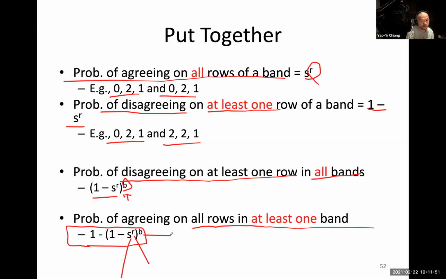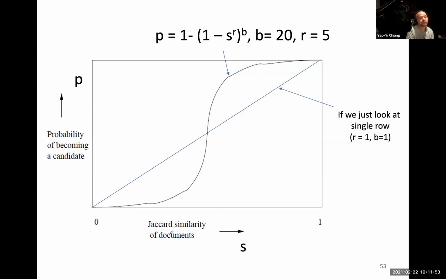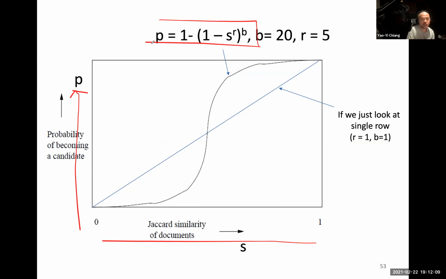Cool. So if we plot them, this is your S, the Jaccard similarity between two documents. This is their probability of becoming a candidate. This will be your function. And if we set B equal to 20, R equal to 5, you will have a curve like this.